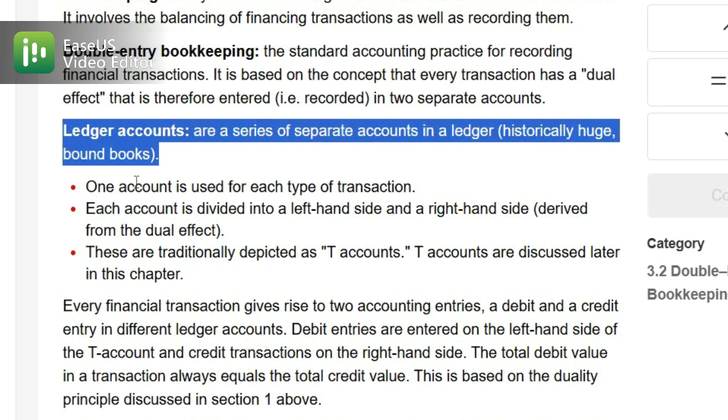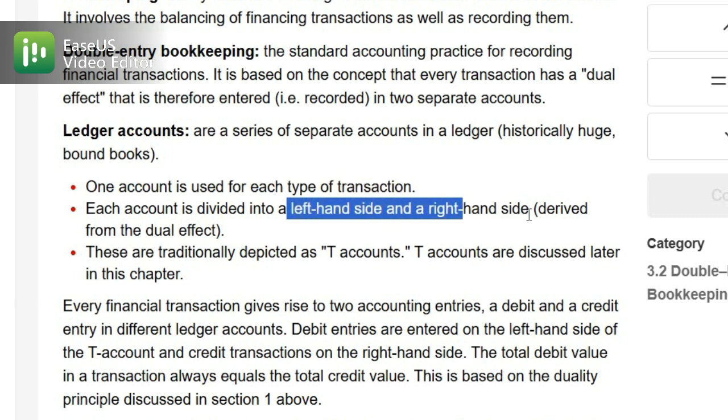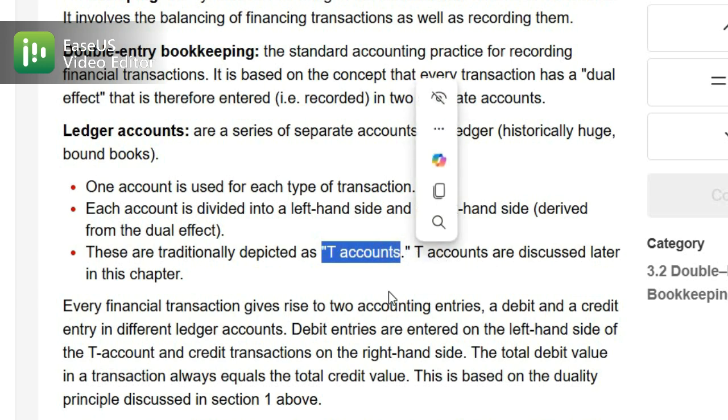On the left side you will have a debit, and on the right side you will have a credit. One account is used for each type of transaction, and each account is divided into a left-hand side and a right-hand side, which we call debit and credit. These are traditionally depicted as a T account, which I will discuss later in this chapter. It has a T shape, so on one side you will have debit, and on the other side you will have credit.